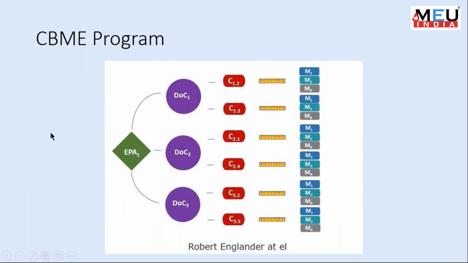So once again, you can see over here one particular EPA broken into domains of competency, that is different roles, then competencies, and competencies later on broken down into milestones. These milestones are measured regularly, and ultimately it will lead to a certification of a particular skill for a student.